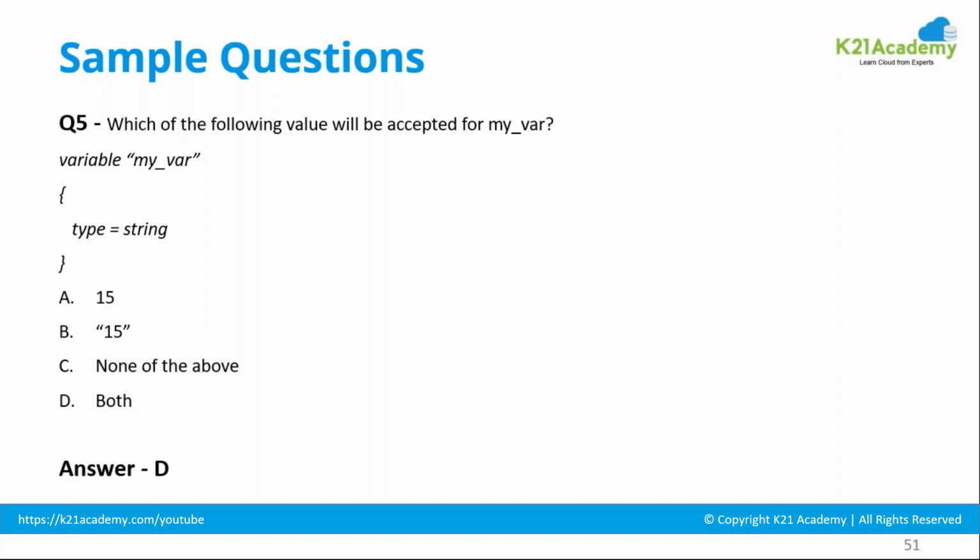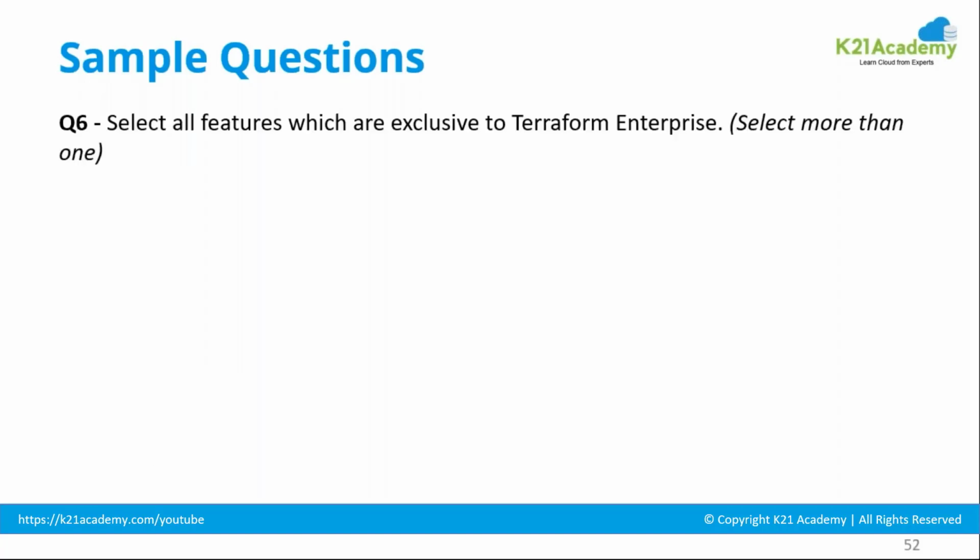The correct answer is D. You can go for A 15 also, as well as for B 15 also. Both of them are correct. You can try this when you're doing it on your Terraform local system to understand this better. All these questions are also available to you on the portal. You can access them later on as well.